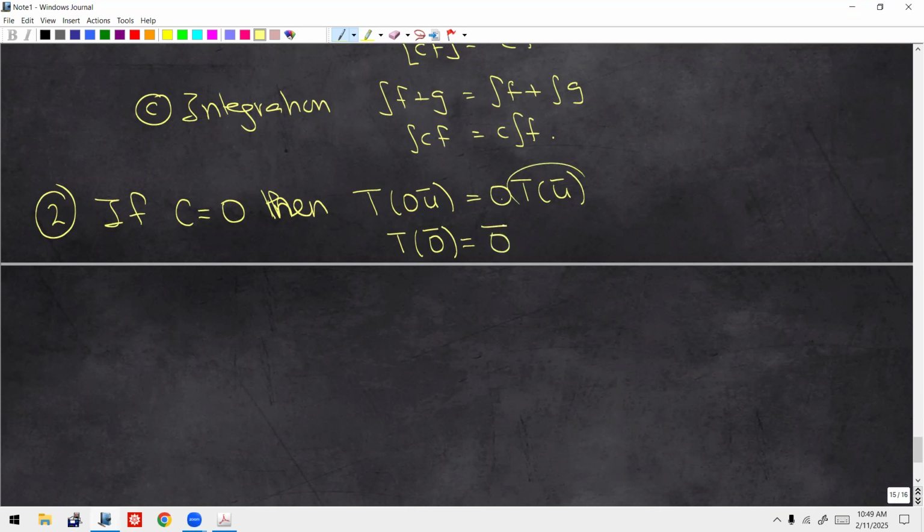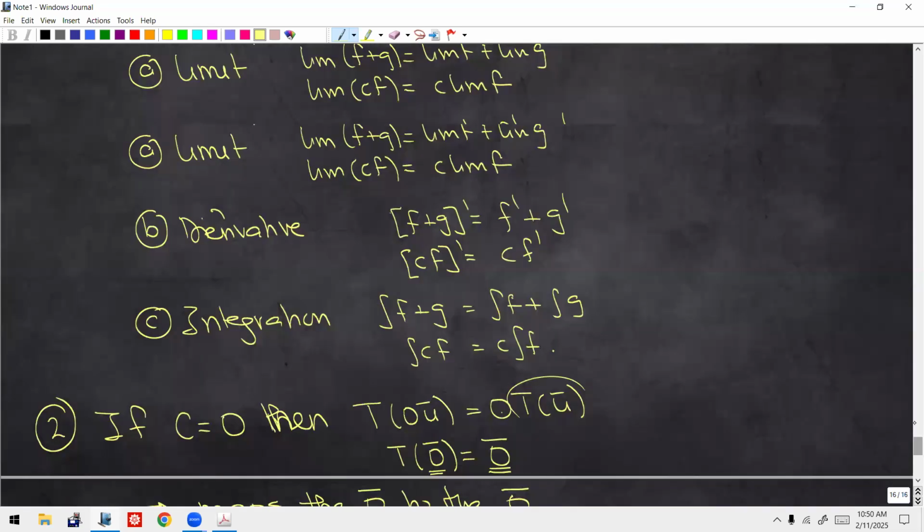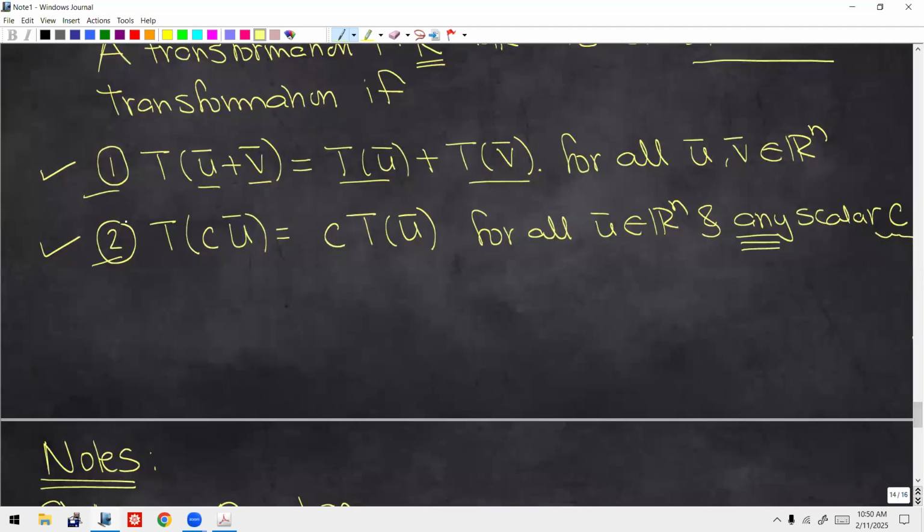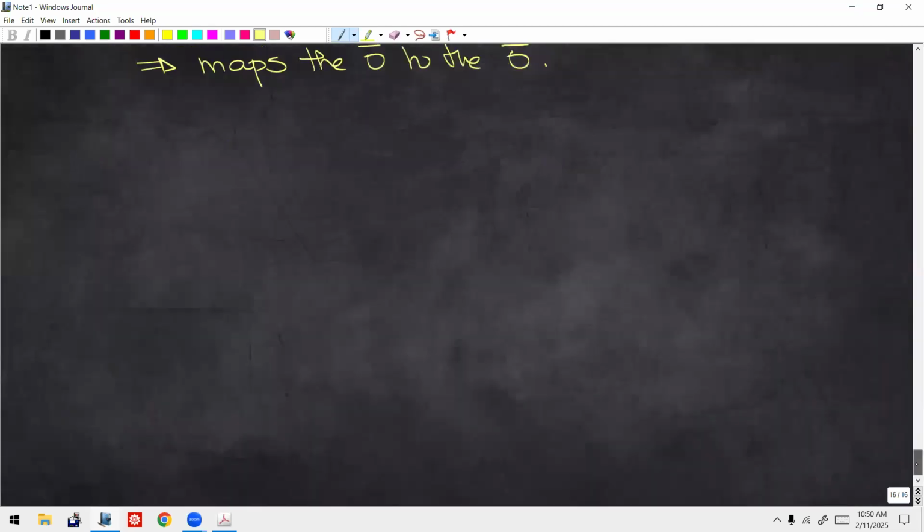So for a transformation to be linear, what does it mean? It maps the 0 vector to the 0 vector. If the input is 0, the output will be 0. That's something special about the transformation. Is that okay? So you have a couple of choices here. Any time you want to show something is a linear transformation, you have to satisfy these two conditions. And both of these conditions can be combined into one.